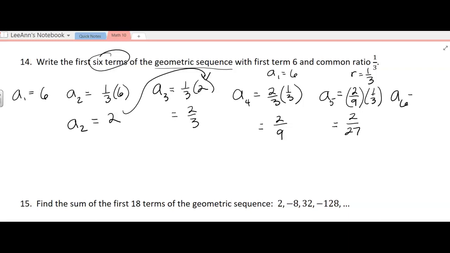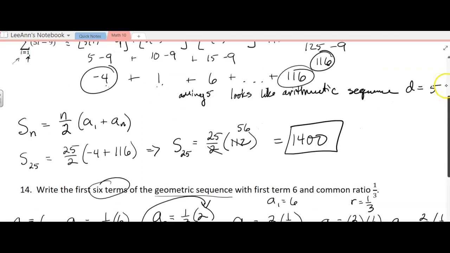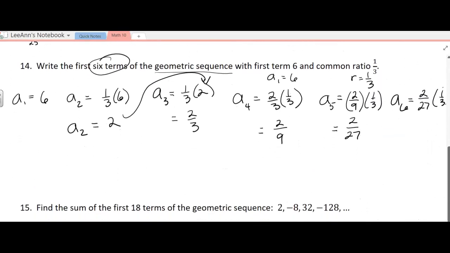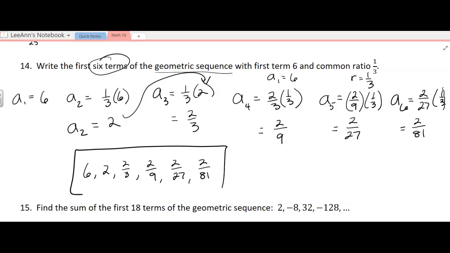And then a sub 6 is going to be 2 over 27 times 1/3. Whoops. This is what happens when I run out of room. All right, let's see if I can squeeze in a parenthesis. So that's going to be 2 over 81. Did we find the first 6 terms? Yes. 6, comma 2, comma 2/3, comma 2/9, comma 2 over 27, comma 2 over 81. Those are the first 6 terms.